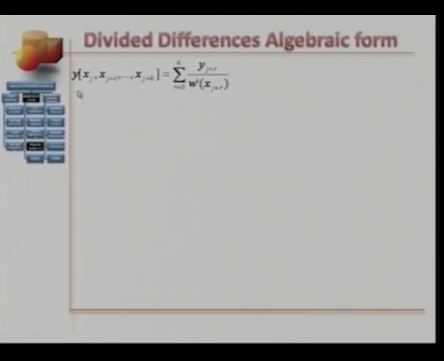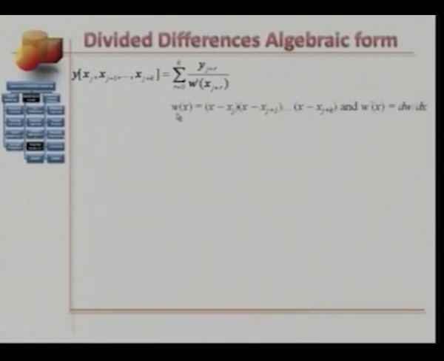So y within square parenthesis x sub j plus 1 up till x sub j plus k is written as summation, index r going from 0 to k, of y sub j plus r over w prime. This probably is not clear. w prime, that is the first derivative of w. I'll talk about that in a while. w prime evaluated at x sub j plus r.